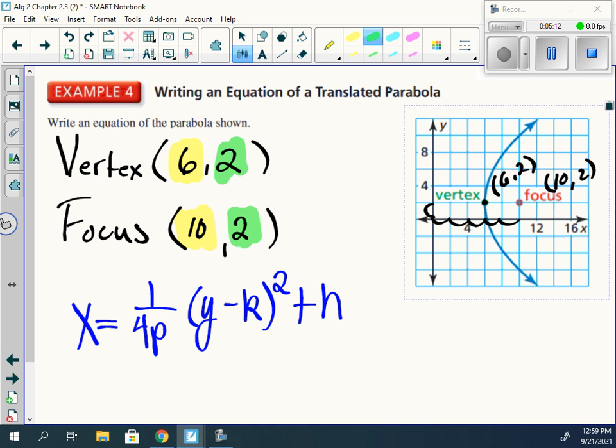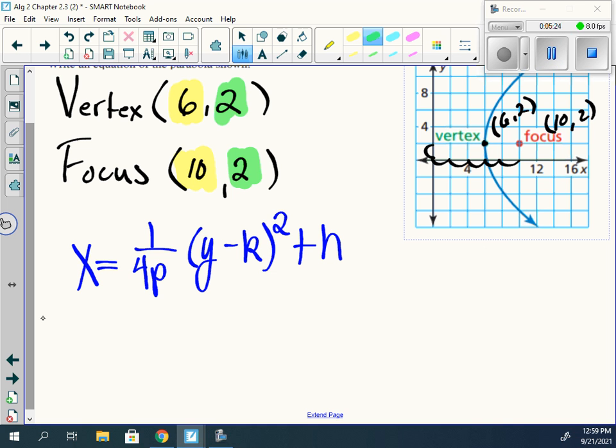So we know what the general equation is. Now to get the actual equation, I need to fill in values for h, k, and p. Because if I can fill in a value for h, k, and p, we will have the equation. Well, what is the value of h? And k is?